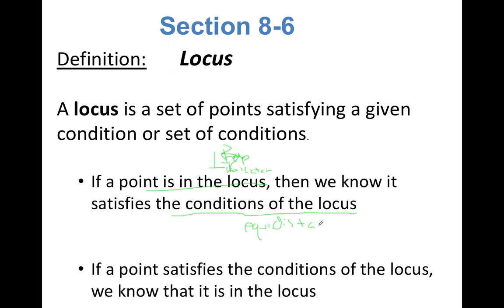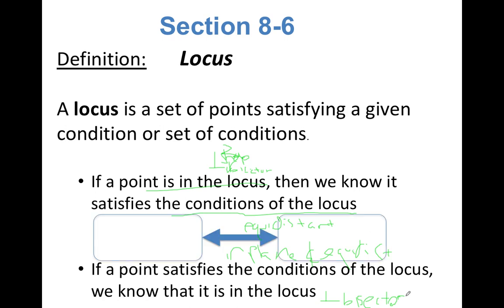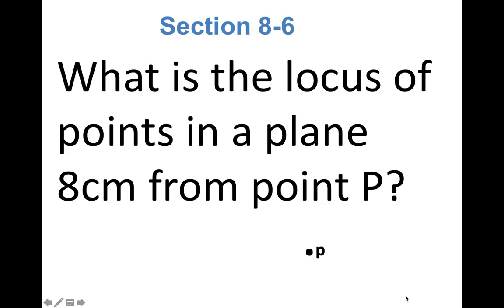And if a point satisfies the conditions of the locus, that means it's in the plane. You've got to be in the plane and equidistant from the endpoints. Then we would know that it's in the locus, the actual locus itself, which is the perpendicular bisector. So a perpendicular bisector is a locus of points that satisfies a condition: that you need to be equidistant, in the plane, from the endpoints of a segment. So it's an if and only if thing that we just talked about.